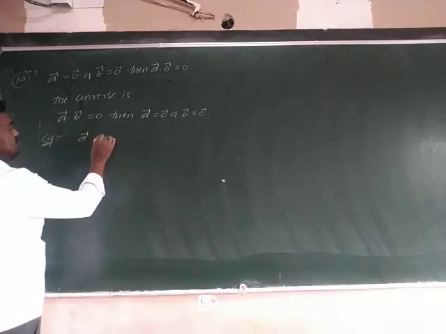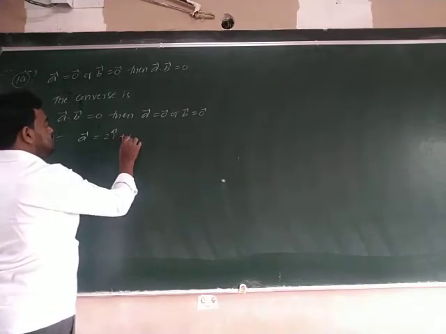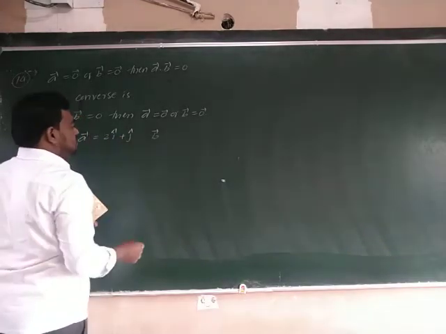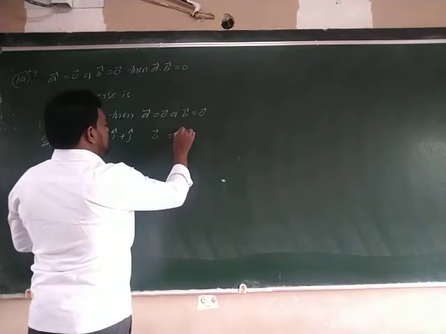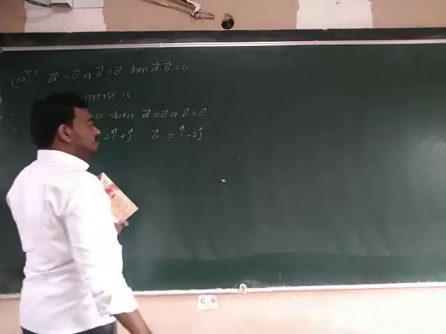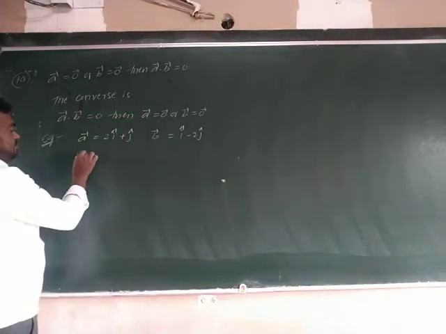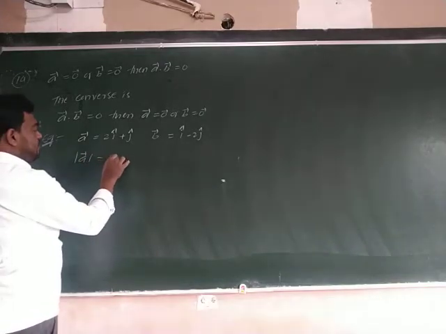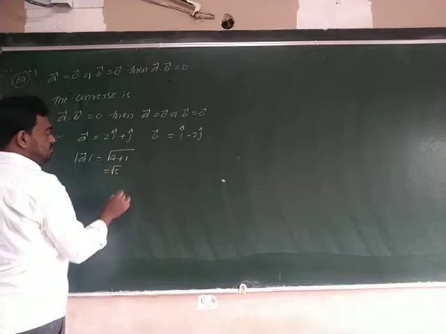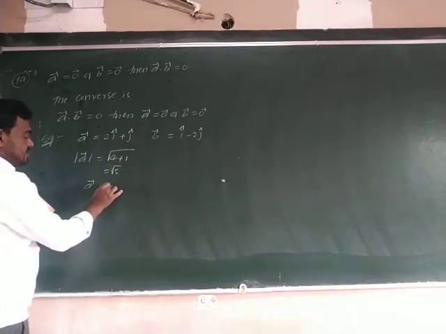Vector a is equal to 2i cap plus j cap and vector b is equal to i cap minus 2j cap. You see here the magnitude is the square root of 2 squared, 4, plus 1 squared, 1, so that is equal to root 5. So vector a is not equal to 0.